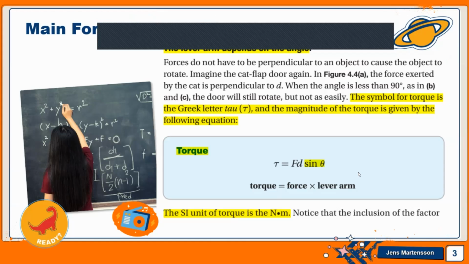Now, take a look. We're gonna be measuring torque in Newton times meter. The reason is because force is measured in Newton. And the lever arm, we're talking about a distance, okay? We're talking about a distance, and distances are measured in meters. So the SI unit for torque is going to be Newton meter.